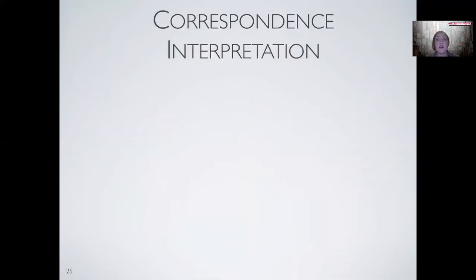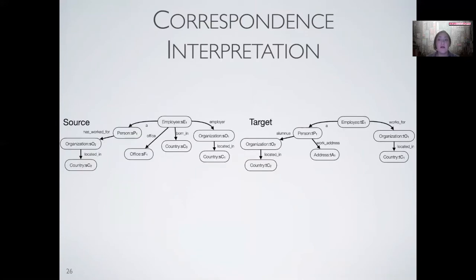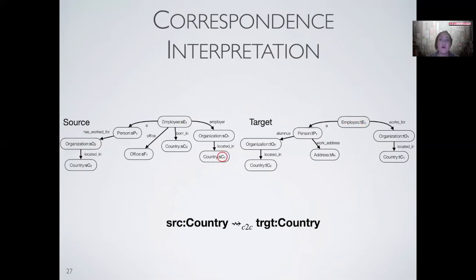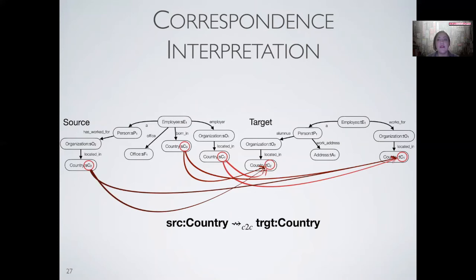In the correspondence interpretation phase, we pair a semantic association from the source with a semantic association from the target and use a given correspondence to map variables of source and target. Note that for some correspondences, there are multiple ways that this mapping can be done. Each of these ways represents an interpretation of that correspondence.